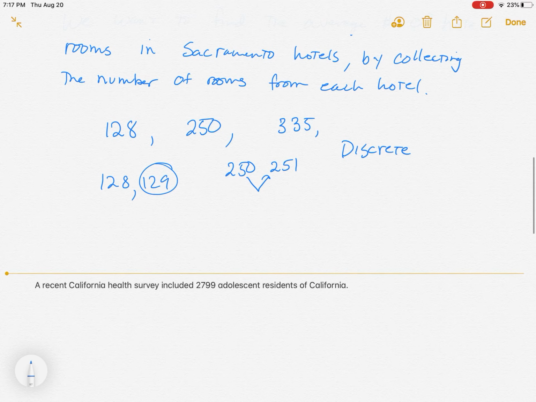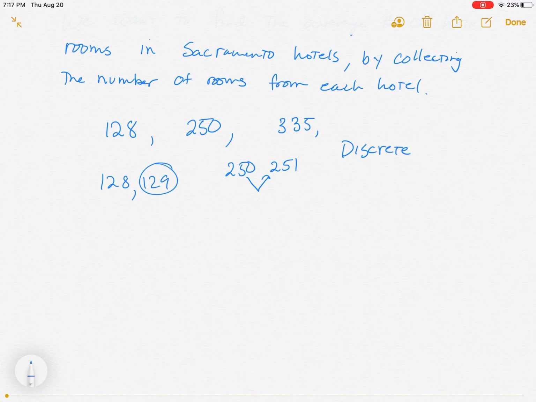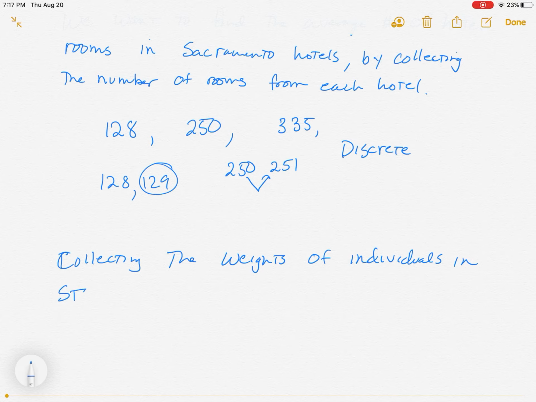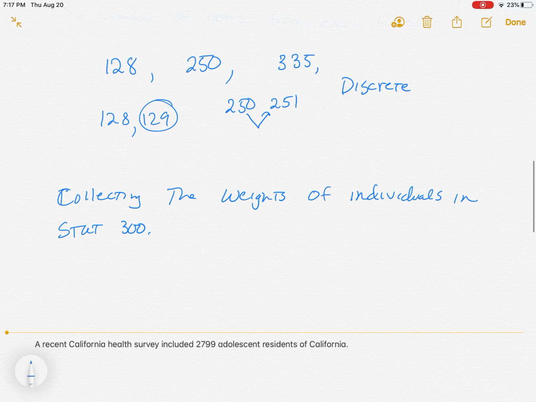If you want to know about continuous data, that would be something like collecting the weights of individuals in Stat 300. Now, as you think about weights, everything's done on the theoretical level. Is there anything between somebody reporting 189 pounds and 190 pounds? And the answer to that is yes. Somebody could report 189.5. Is there anything between 189 and 189.5? And the answer is yes.